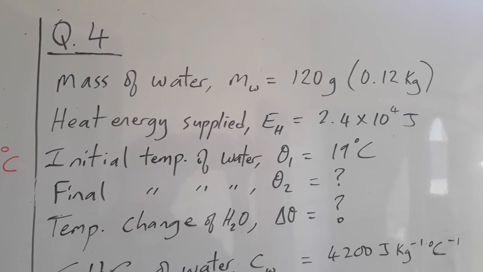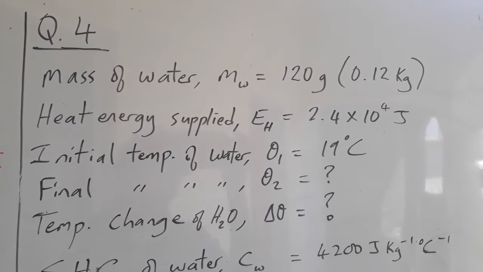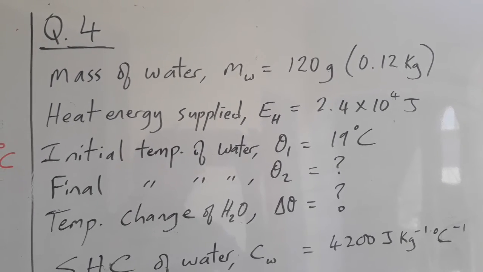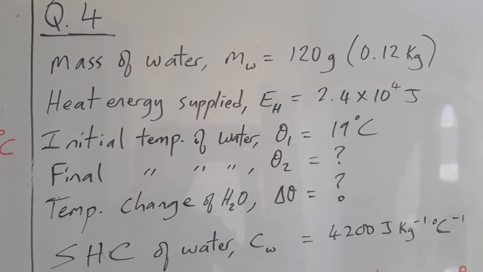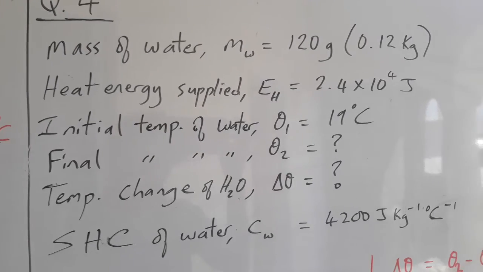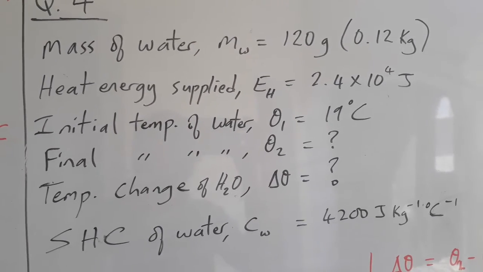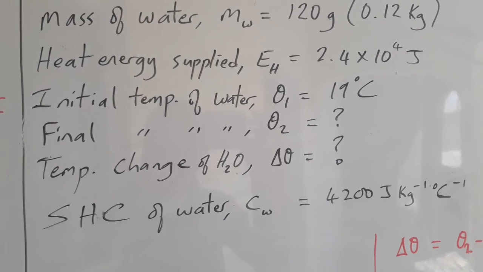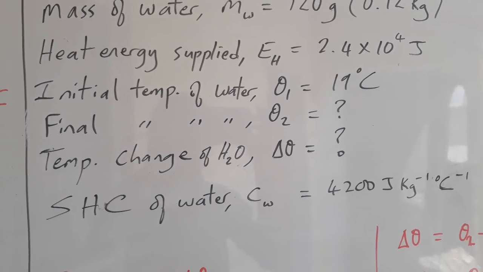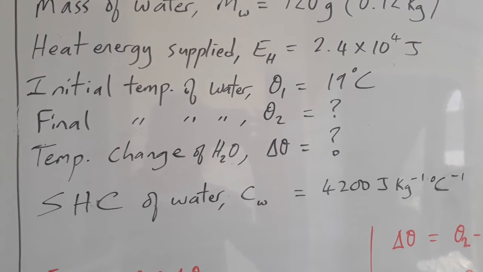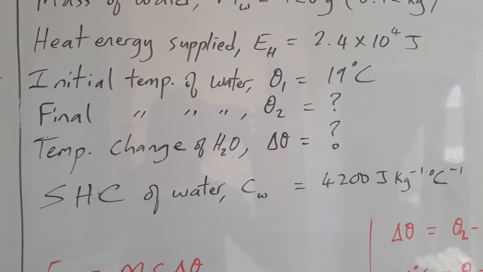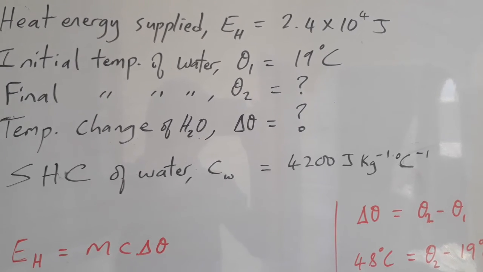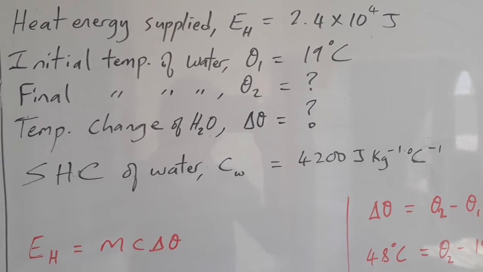Question 4. Mass of water is 120 grams. Again, we convert to kilograms, that's 0.12 kilograms. Heat energy supplied to the water is 2.4 times 10 to the 4th joules. Initial temperature of the water is 19 degrees Celsius. We don't know the final temperature. However, the specific heat capacity is 4,200 joules per kilogram per degree Celsius.